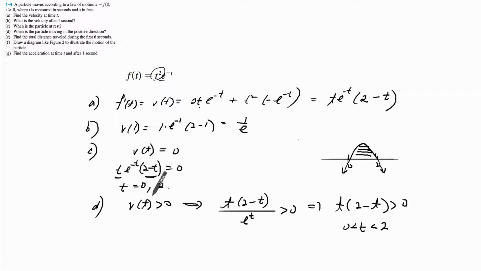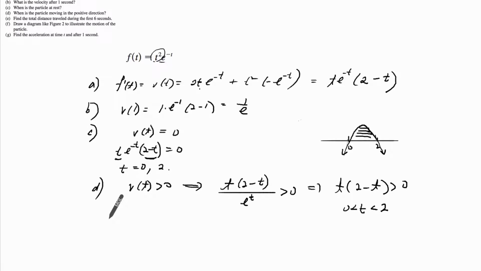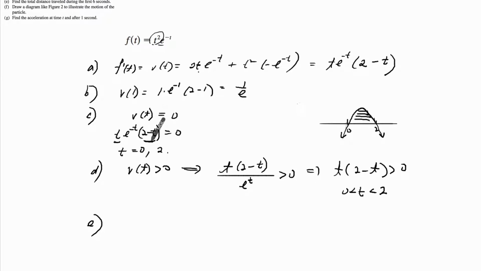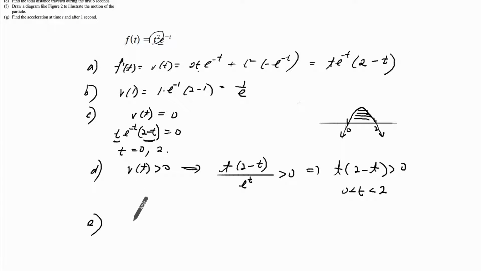Okay. So find the total distance traveled during the first 6 seconds. Key thing here is that the answer is not f of 6. So you actually have to separate the timeline. When it was going forward, we just found out it's from 0 to 2 it's going forward, and then from 2 to 6 it's going to go backwards.